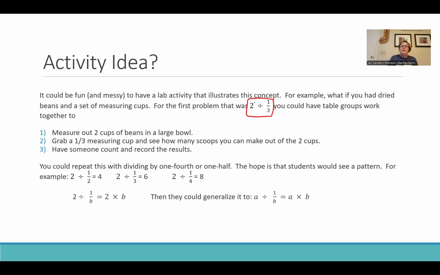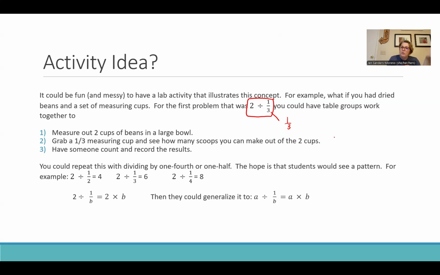Person number 2 is going to take the size of measuring cup that we need, and we need a third. So we're going to scoop out thirds, and probably have a second bowl to put it in. Okay, so scoop out thirds. And then I need another person to count how many thirds we're doing.